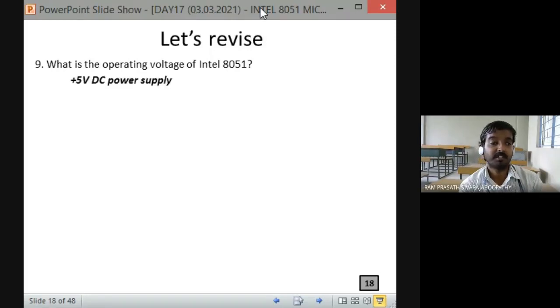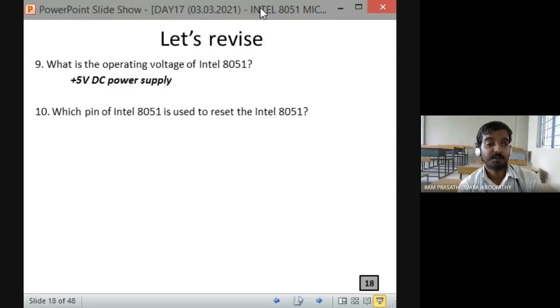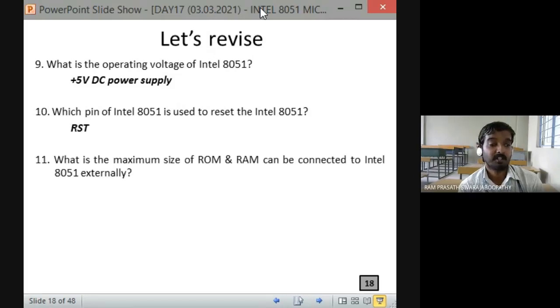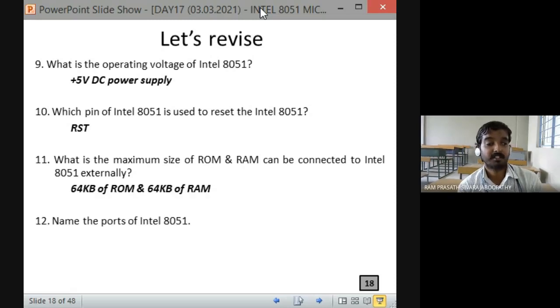Yes, plus 5 volt DC power supply. Fine. Which pin of Intel 8051 is used to reset the Intel 8051? Yes, RST. Very good. What is the maximum size of ROM and RAM that can be connected to Intel 8051 externally? Yes, 64 KB of ROM and 64 KB of RAM.